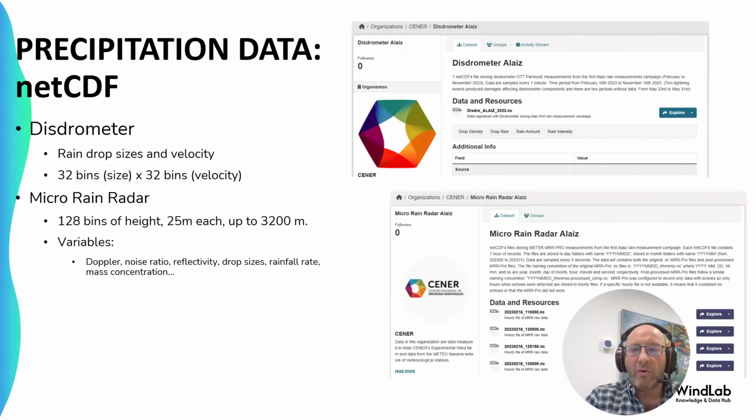And then we can find some more complex structures. In our case, I'm presenting here the distrometer and the micro rain radar, in which it's not just a simple plain table or matrix, but more complex structures, taking advantage of the dimensions of the NetCDF format. So in the distrometer, for example, we got information about the raindrop sizes and the velocity in bins, 32 bins for size and 32 bins for velocity. And in the case of the micro rain radar, the bins are 128, 25 meters each bin, and we got information up to 3,200 meters from variables like Doppler effect, noise ratio, reflectivity, drop size, rainfall, etc.